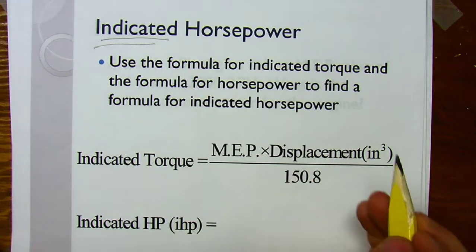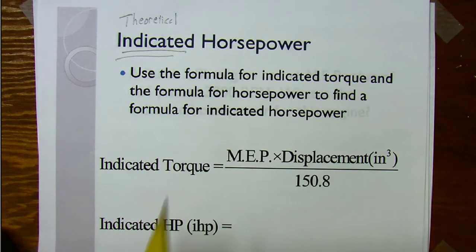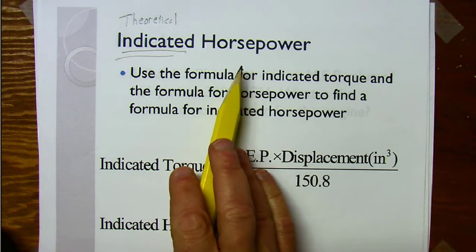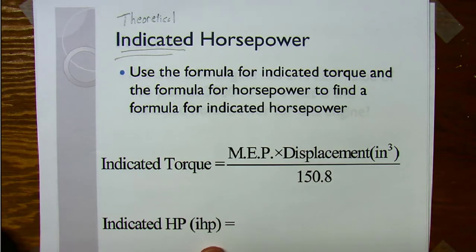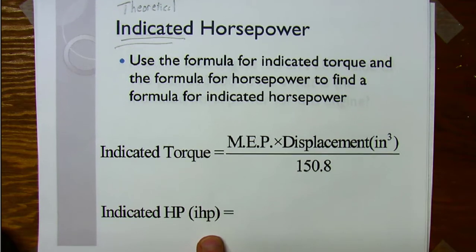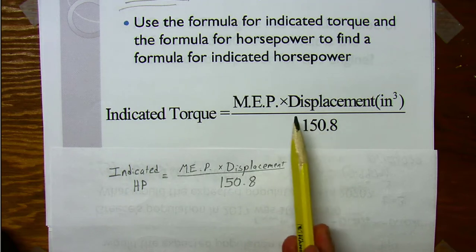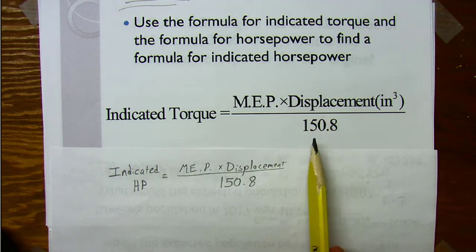Again, the indicated horsepower is the theoretical. That is to say, it's how much horsepower the engine could or should make. And we can build that based on our indicated torque formula. Here's how. Okay, we need a fact from earlier on in the course here. To find our indicated horsepower, we're going to take our torque. That is to say, our MEP times displacement divided by 150.8.